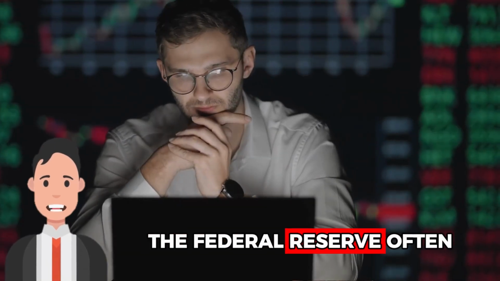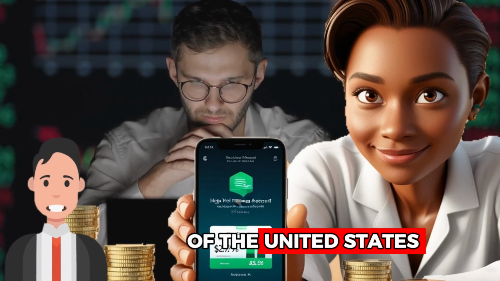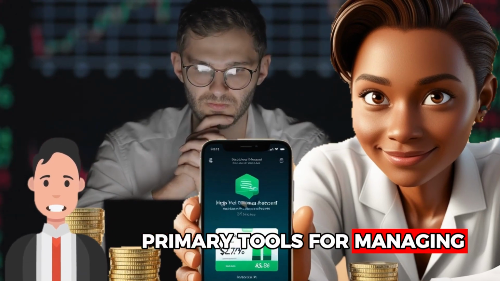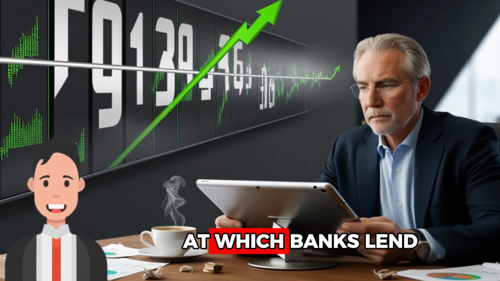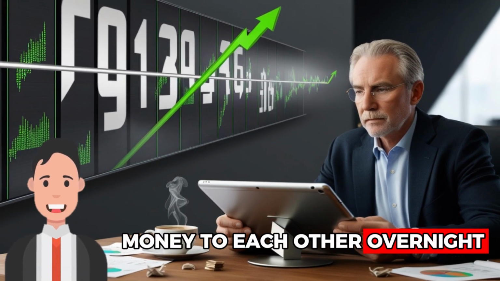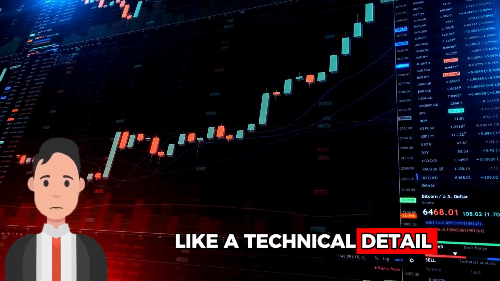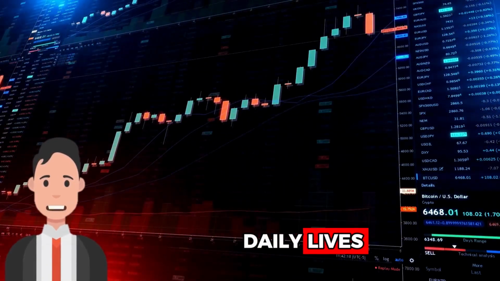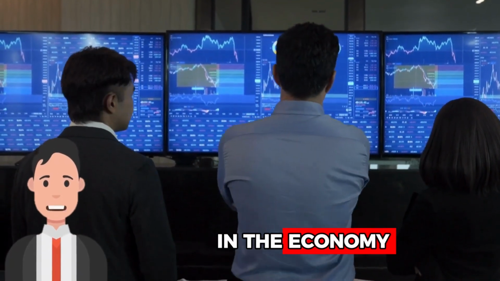The Federal Reserve, often simply called the Fed, is the central bank of the United States, and one of its primary tools for managing the economy is setting the federal funds rate. This rate is the interest rate at which banks lend money to each other overnight to maintain their required reserves. While this might sound like a technical detail far removed from our daily lives, it's actually the foundation that influences almost all other interest rates in the economy.